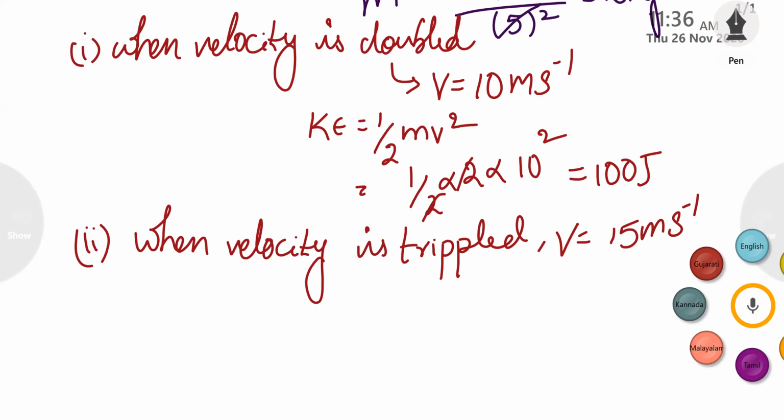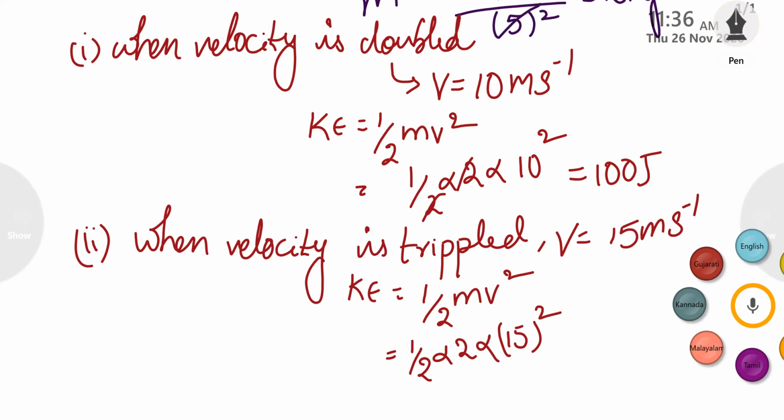Then the same formula we apply. KE is equal to half mv square. So half into m, which is 2 again, into 15 whole square. Again the answer will be around 225 joules. Note it down.